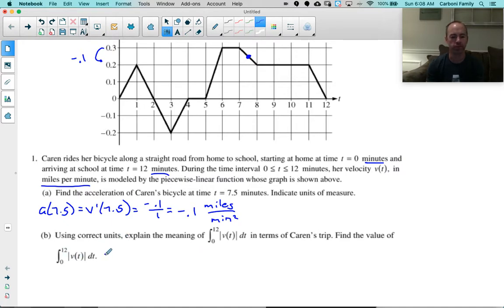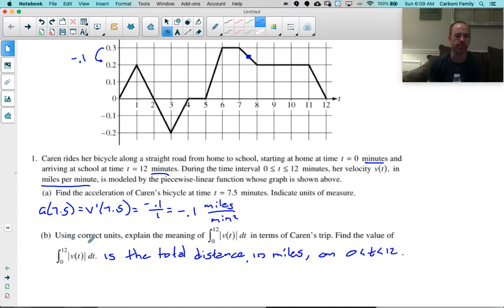This integral tells you the total distance, the antiderivative of the absolute value of velocity is the total distance, not to be confused with displacement, in miles, on the interval 0 to 12.